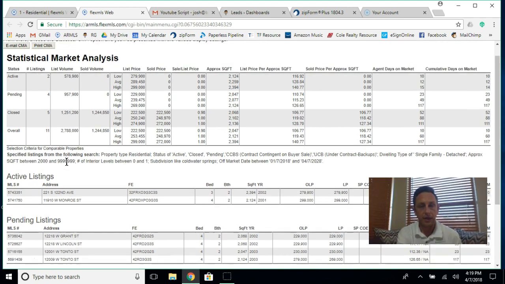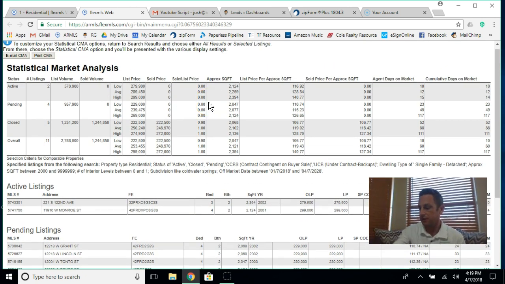The average active is smaller, 2,259. The average pending is even smaller than that, 2,077. The average sold is kind of a little bit right in the middle there, 2,102. Has anything sold fitting our home? No. Our home is literally going to be the biggest home that sold in the neighborhood. Kind of neat. So how does that compare to what has sold?